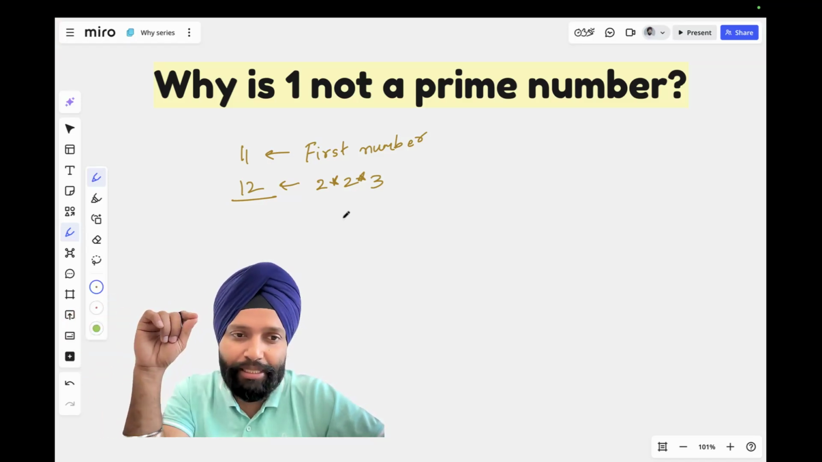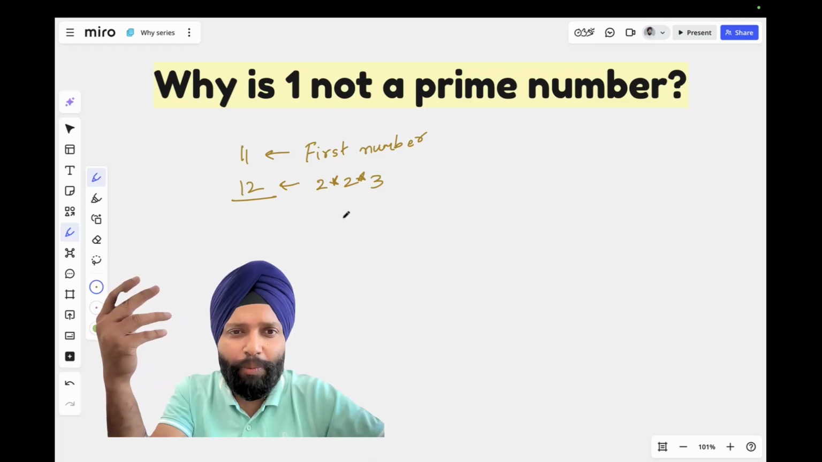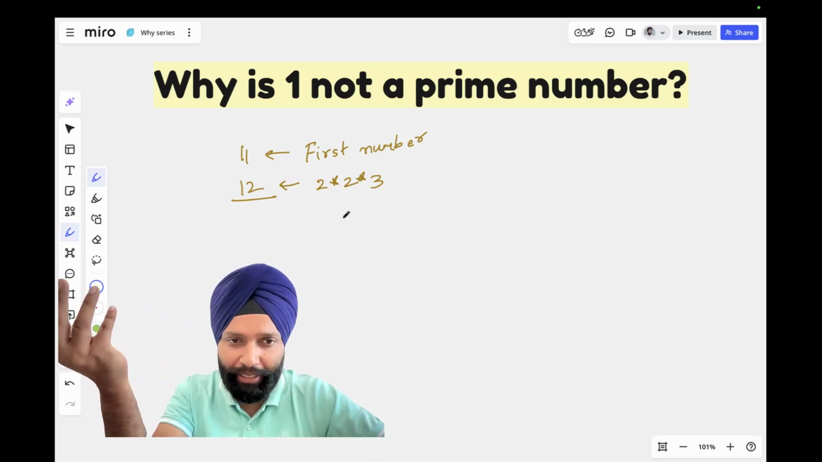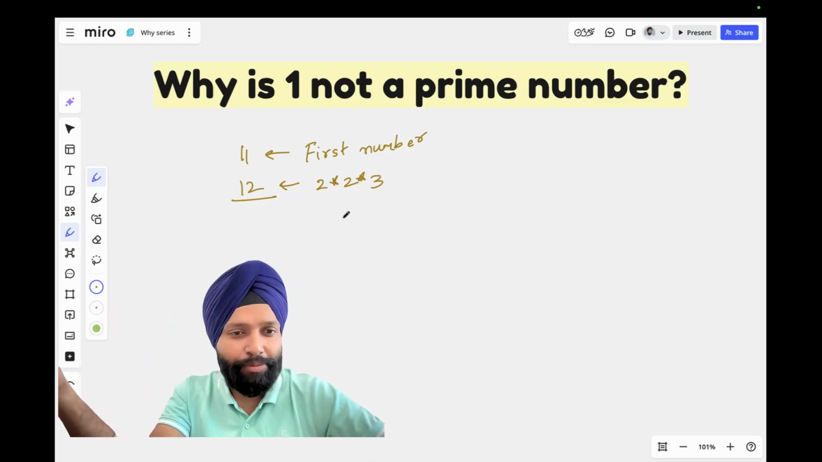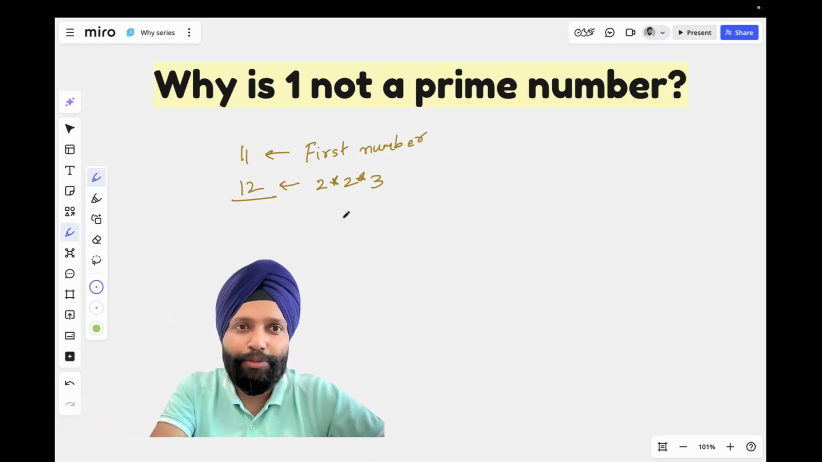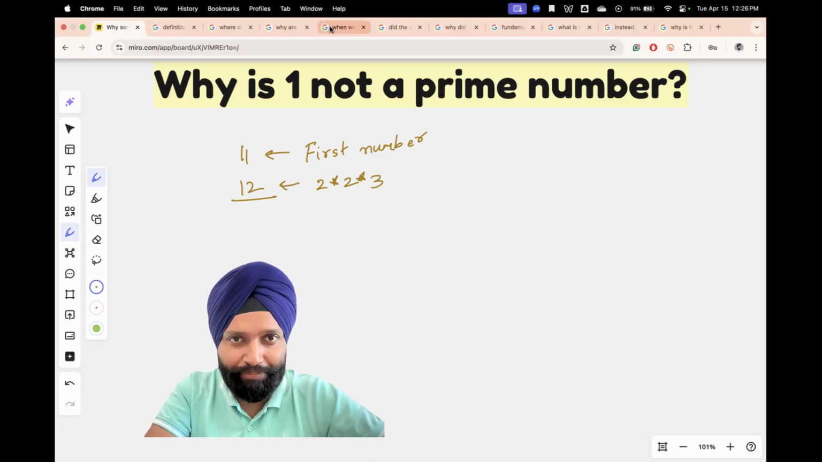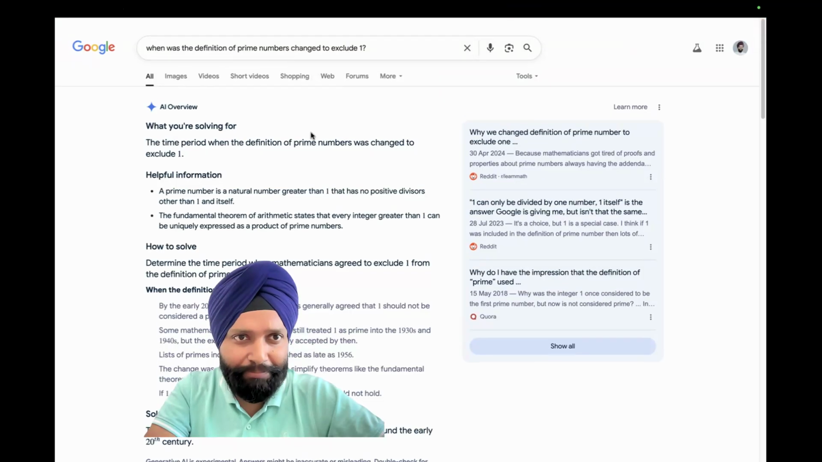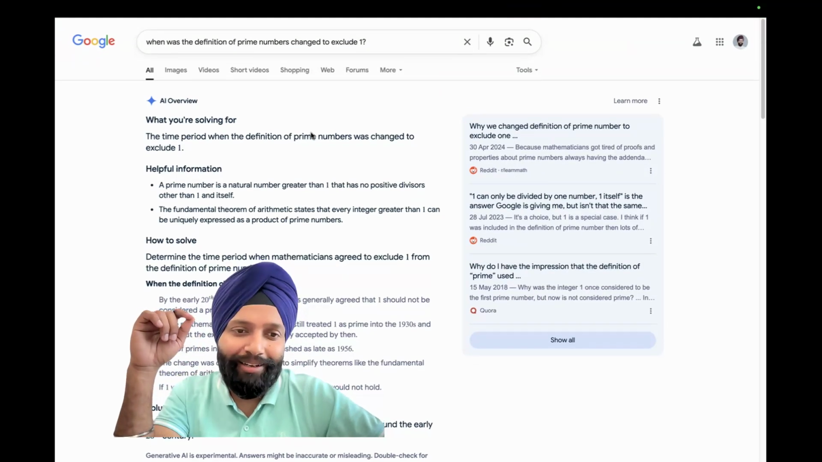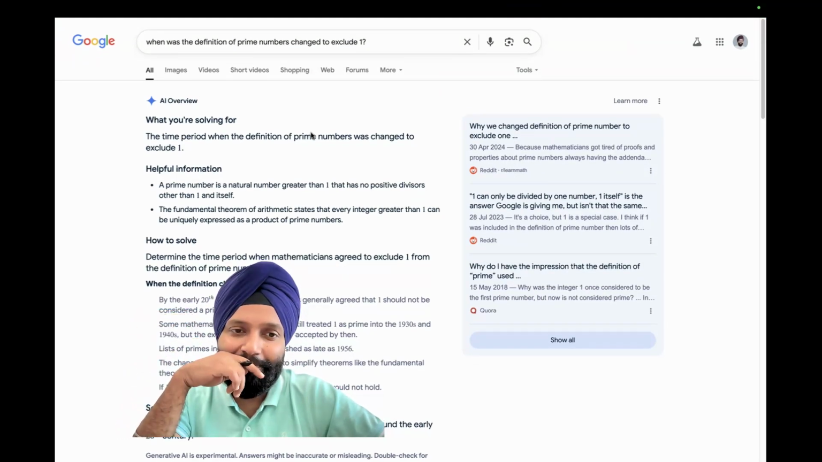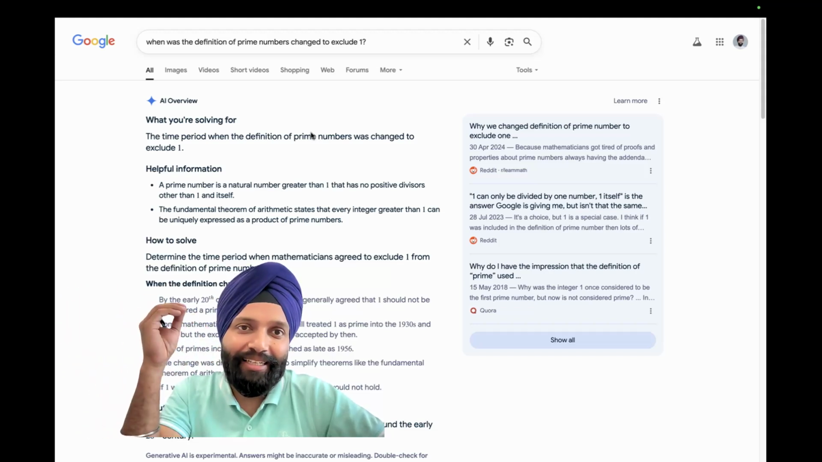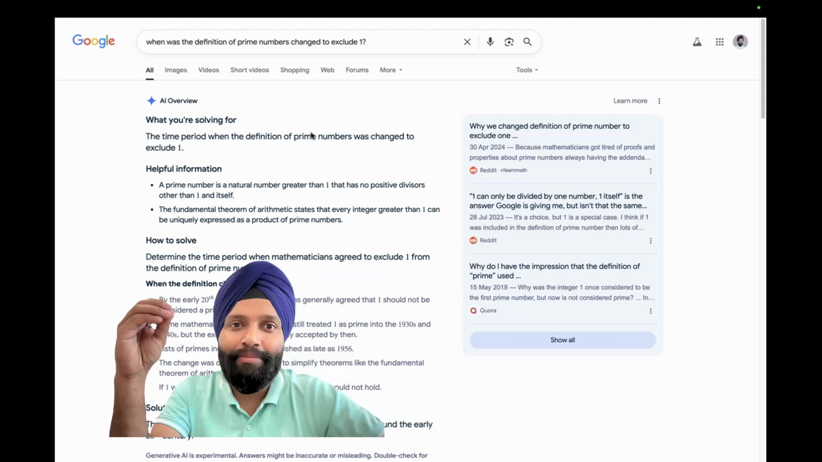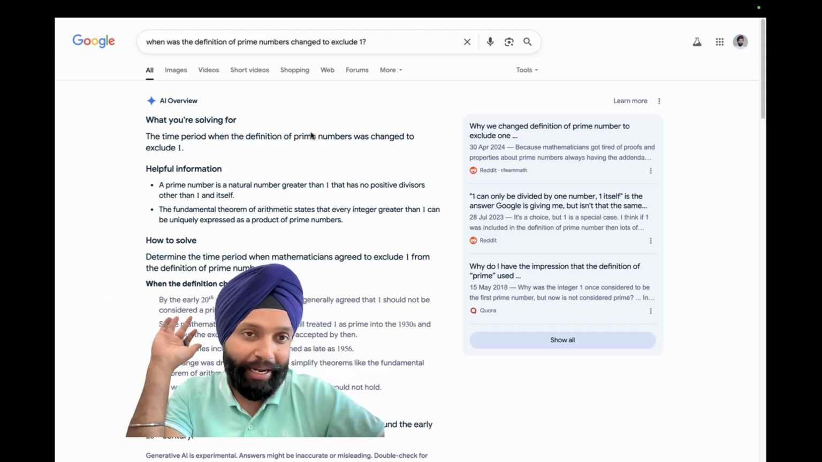Now the question is, why is one not prime? One also cannot be arrived at by using some smaller numbers. So why is one not prime? It might be interesting to know that the definition of prime numbers included one at some time.